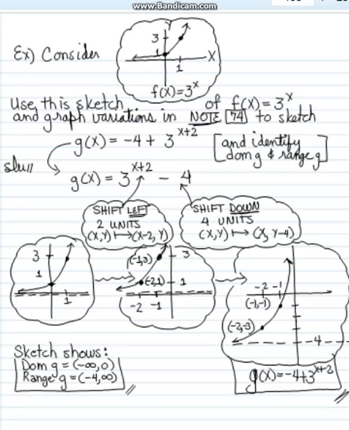For the range, the lowest y value starts at -4, and the highest y value is positive infinity. We never actually touch -4 because that's an asymptote, so we have an open bracket on -4, and as usual, we have an open bracket on infinity. So that's the list, in interval notation, of our domain and our range of this new g function.